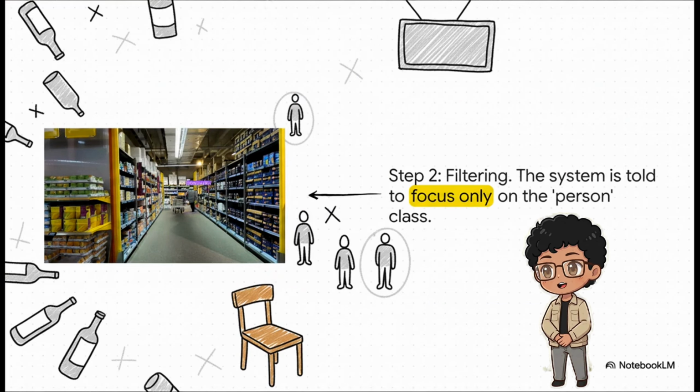Then comes step 2, filtering. This is really simple. Our goal is to count people, right? So we just tell the system, hey, ignore everything that isn't a person. And just like that, all those other detections, the bottles, the other stuff, they just vanish. The system doesn't care about them anymore.